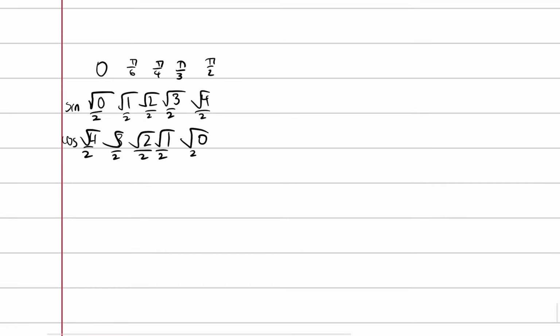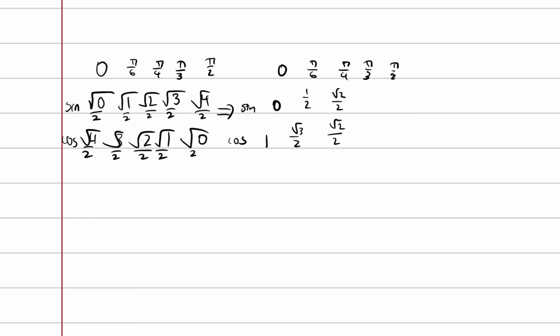So in other words, we get this table: 0, pi over 6, pi over 4, pi over 3, pi over 2. We got sine, we got cosine. Sine of 0 is 0, cosine of 0 is 1, sine of pi over 6 is 1/2, cosine of pi over 6 is root 3 over 2, sine of pi over 4 is root 2 over 2, cosine of pi over 4 is again root 2 over 2, sine of pi over 3 is root 3 over 2, cosine of pi over 3 is 1 over 2, sine of pi over 2 is root 4 over 2, which is 2 over 2, which is 1, and here it's 0.